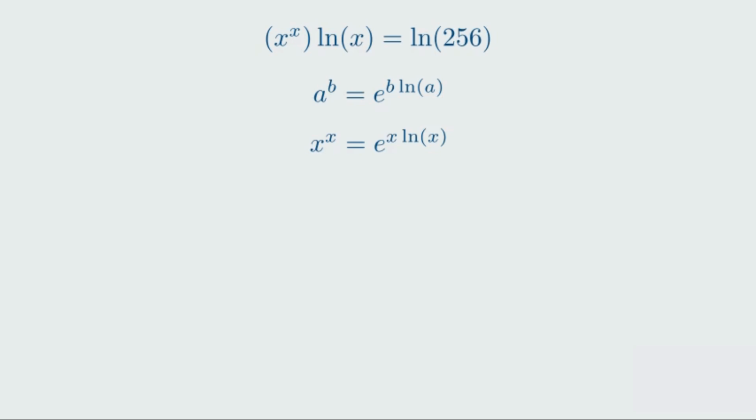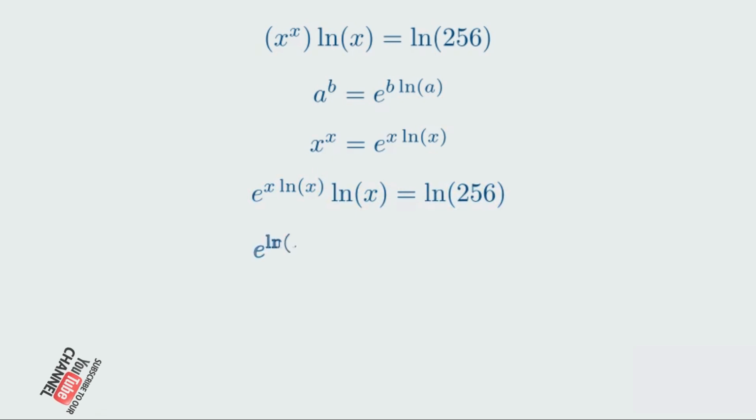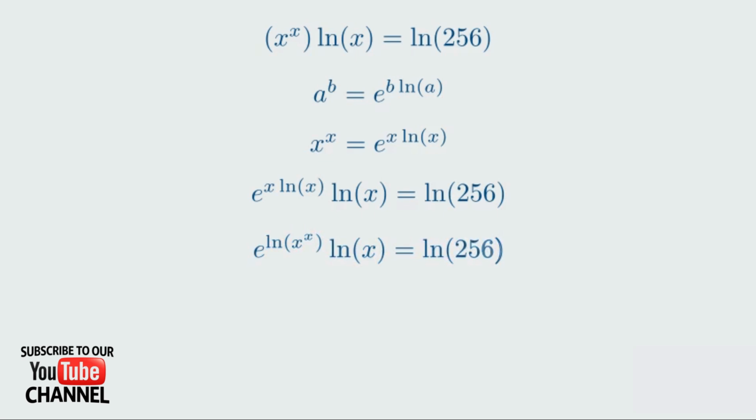Now substitute this back into our equation. We get e to the power of x times ln x, all multiplied by ln x, equals ln 256. Let's bring the ln x term inside the exponent using the rule b times ln a equals ln a to the b. This gives us e to the power of ln x to the x times ln x equals ln 256. This rearrangement isn't simplifying it. There is a simpler path. Let's restart the algebraic method. Sometimes a direct substitution is best.